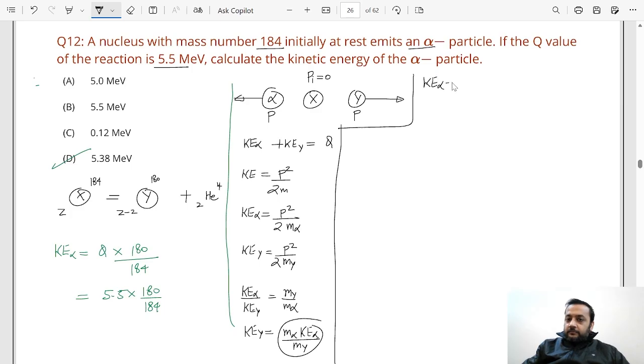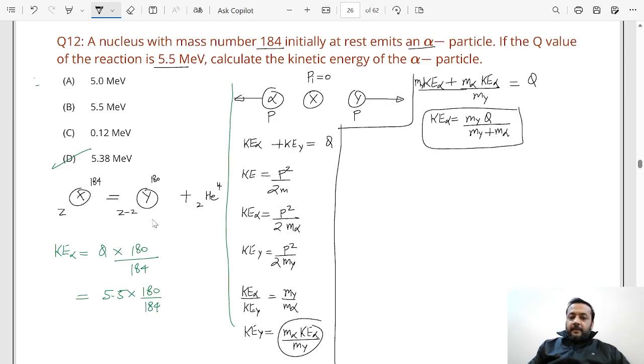KE alpha plus KE Y, which is m alpha KE alpha divided by m Y, is equal to the Q value. So from here you can see that if you take the LCM, here m Y you will get, and this m Y will go to the RHS, and KE alpha will become m Y into Q divided by m Y plus m alpha. That is what we are going to get. This was the formula that we were looking for, m Y into Q divided by m Y plus m alpha. All right, so I hope you have understood this. This is the formula that I had used. Okay, let's move to the next question.